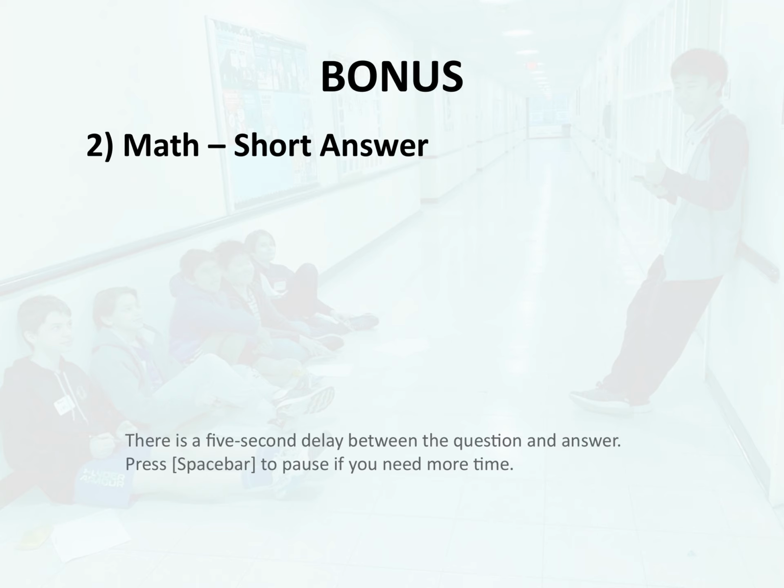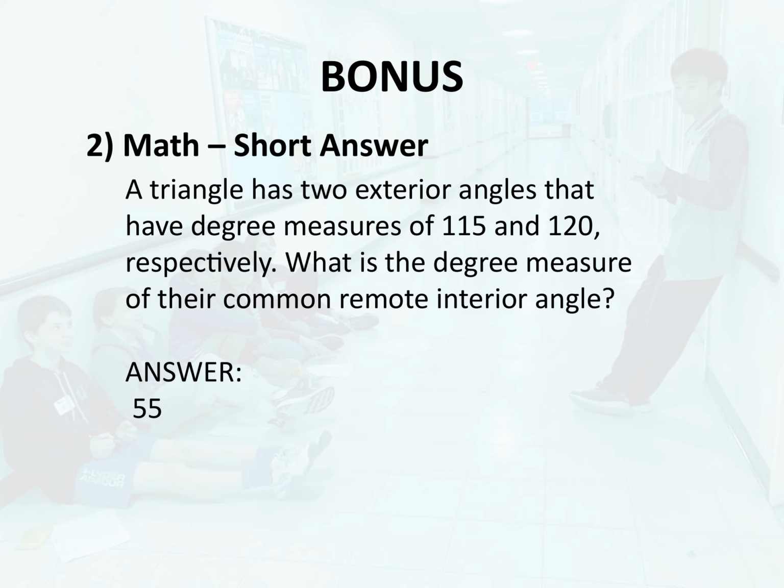Bonus 2. Math, short answer. A triangle has two exterior angles that have degree measures of 115 and 120, respectively. What is the degree measure of their common remote interior angle? Answer, 55.